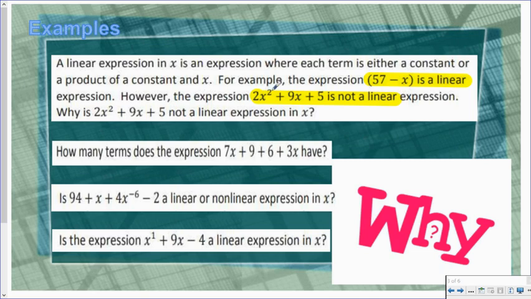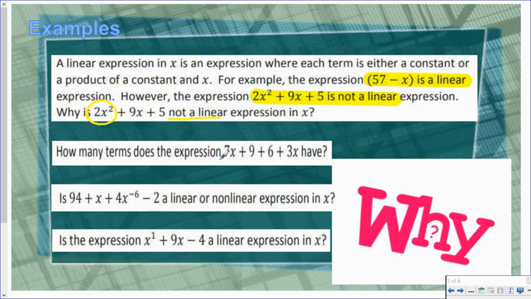Okay, so looking at the expression, notice that your variable here, X, is raised to the second power. So this would actually be the key on why this expression is not linear. Okay, so the meaning for linear expressions would be that as long as your variable is raised to a power that's equal to 0 or 1, if it's raised to any other power, then it is not linear. So let's go ahead and look at a couple of examples.